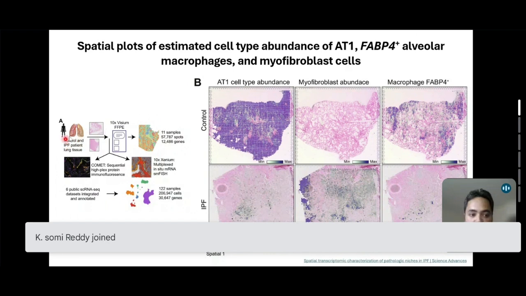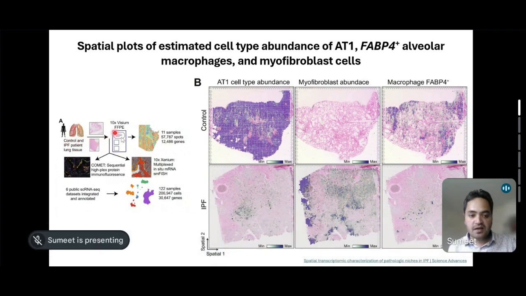There is a control and the IPF lung tissue, and they have run the spatial technology. They have done Visium and they have done Xenium. The only difference between Visium and Xenium is that Visium is untargeted, while Xenium is a targeted technology, meaning you can detect somewhere between 500 to 5,100 genes. And there is the COMET technology, which is basically looking at the spatial proteomics with the help of antibodies.